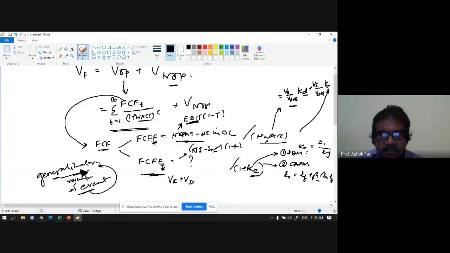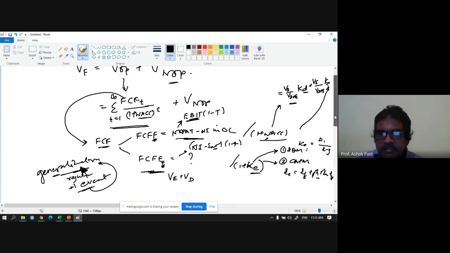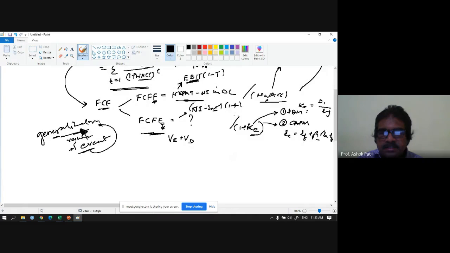Okay, so the two parts, FCFF and FCFE, and then we said that WACC, which we are considering, can also be questionable, and then if there is a varying WACC, what is to be done? So one of the ways is that this part, which is WACC, the part which we are talking about here, can be considered and broken down.